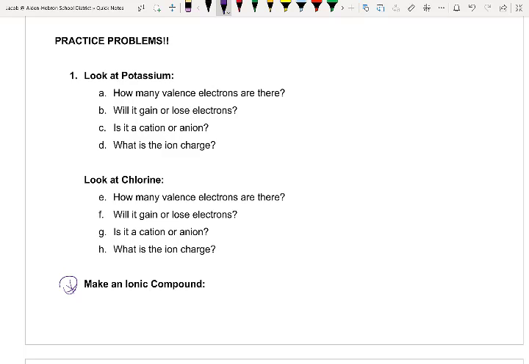So the first one, you're going to look at potassium. Again, look at the valence electrons. Will it gain or lose? Cation or anion? And what's the charge? You're going to then look at chlorine. And then you're going to make that ionic compound. So if you need to, pause this so you can work these out.